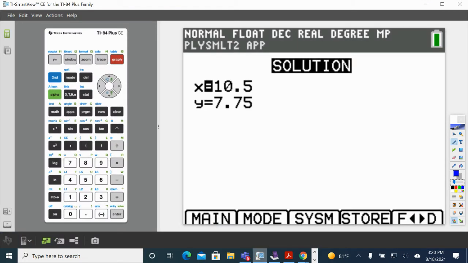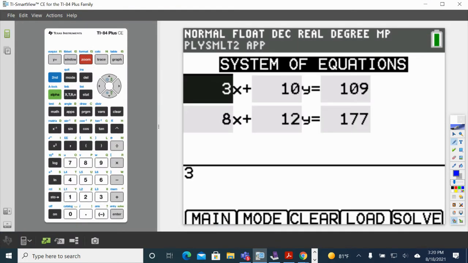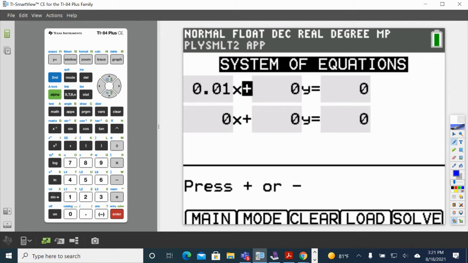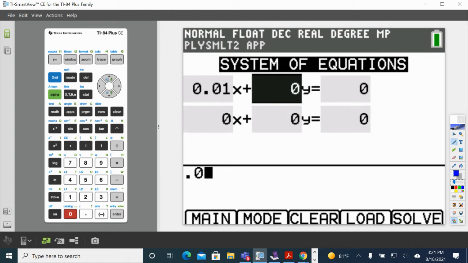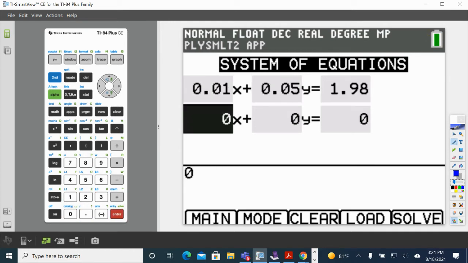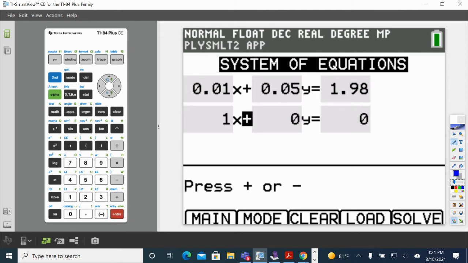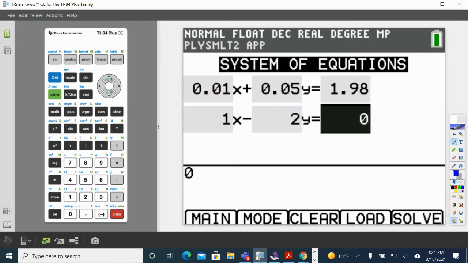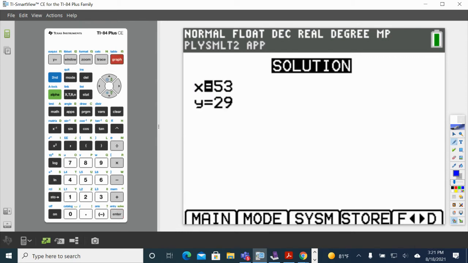So again, going back to polysimult, click on Zoom again to clear out. And let's put our equations in there. 0.01x plus 0.05y equals $1.98. For my second equation, it was 1p or 1x minus 2y equals -5. And solve. So there are 53 pennies and 29 nickels.